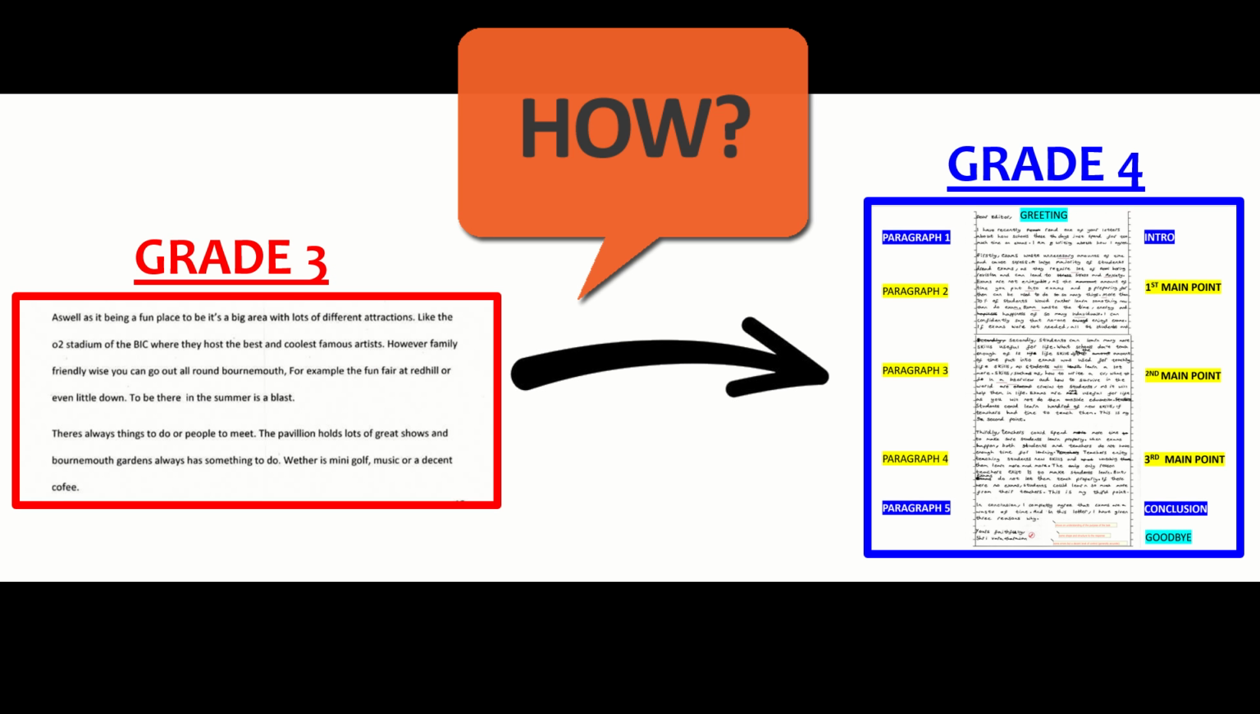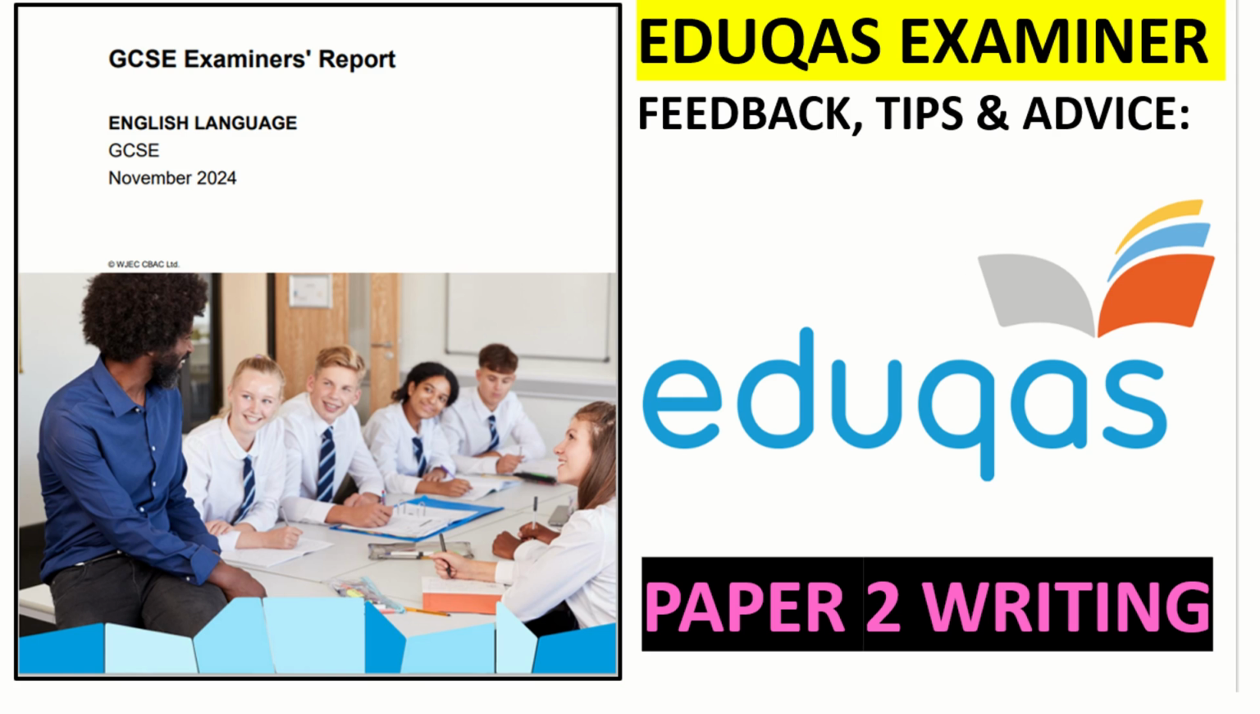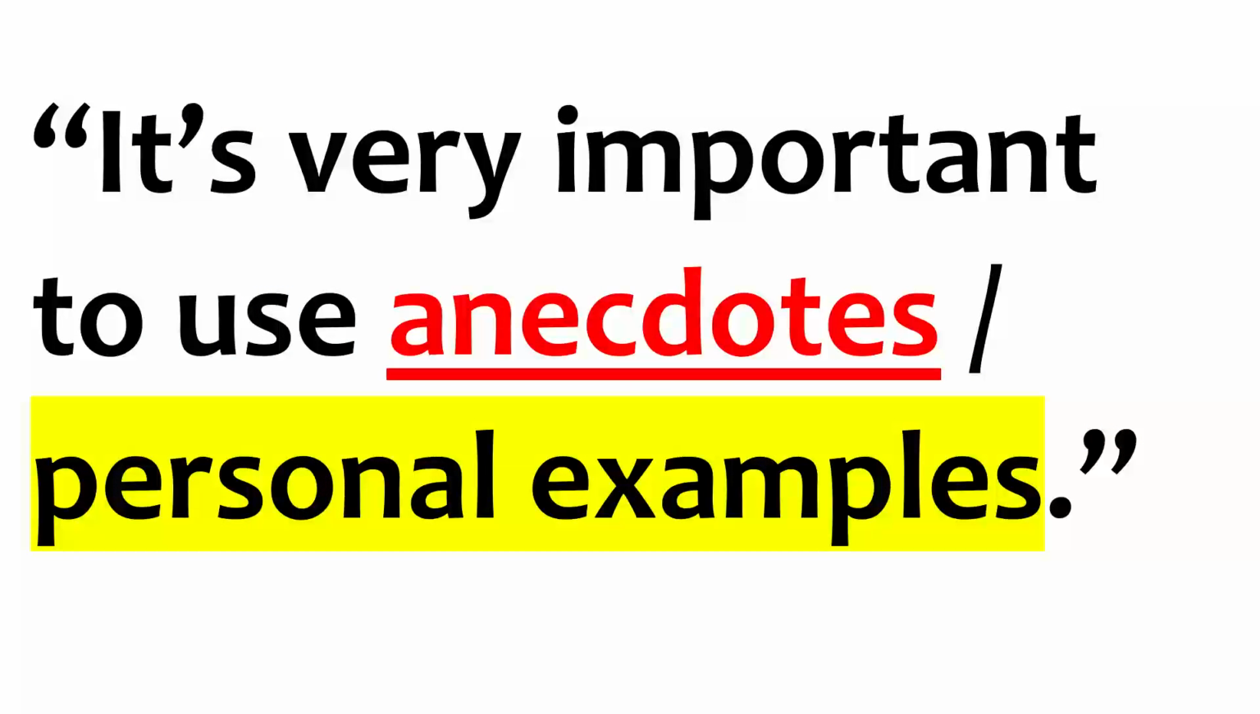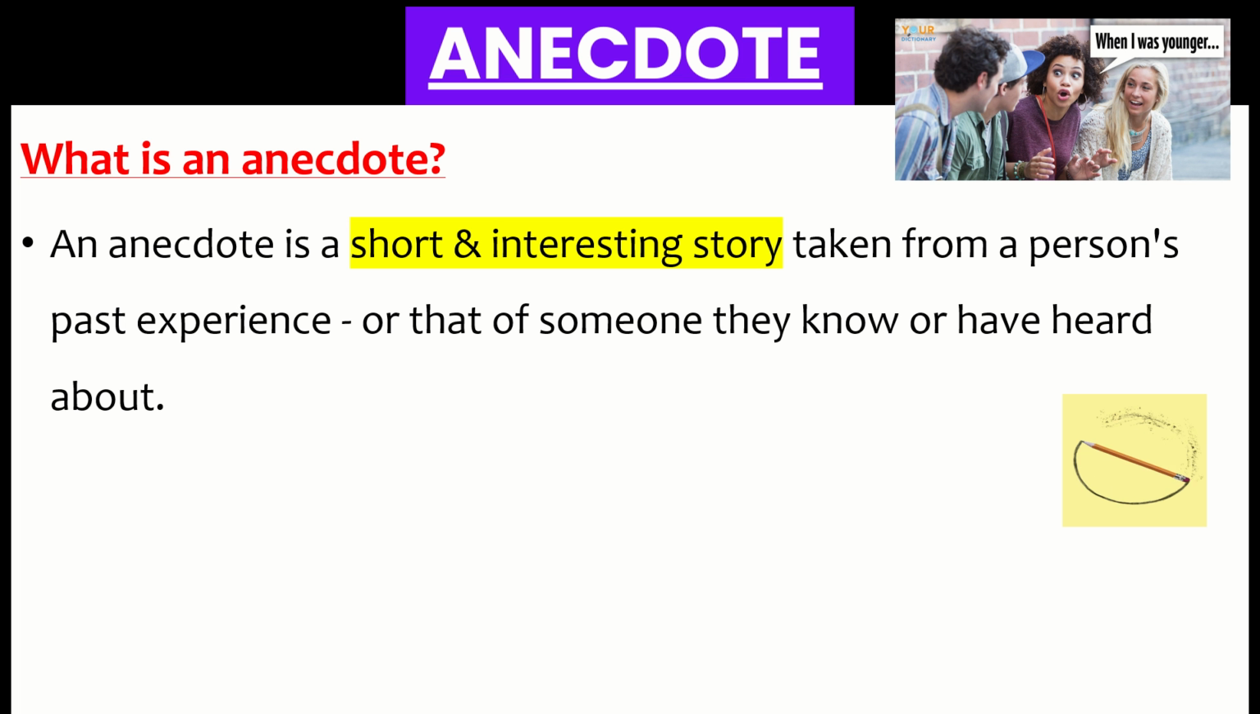Okay, but how do we improve the paragraphs? How are we going to get from a grade 3 to grade 4, 5, 6? The examiner says it's very important to use anecdotes and personal examples. So what is an anecdote? A short and interesting story taken from a person's past experience or someone they know or have heard about.